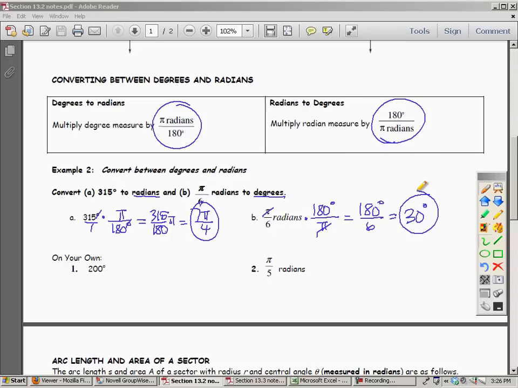Okay, so let's try one more. This can help you get around your unit circle also, converting, but again, like I showed you yesterday, I want you to only know 2 radians and then count around.